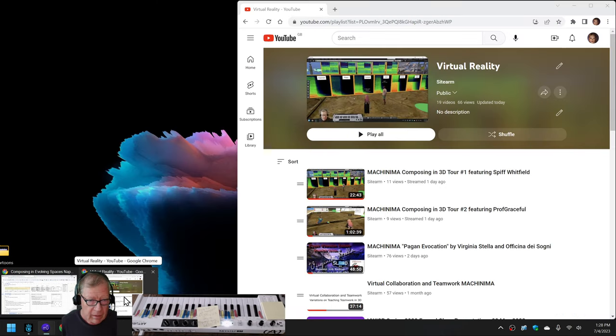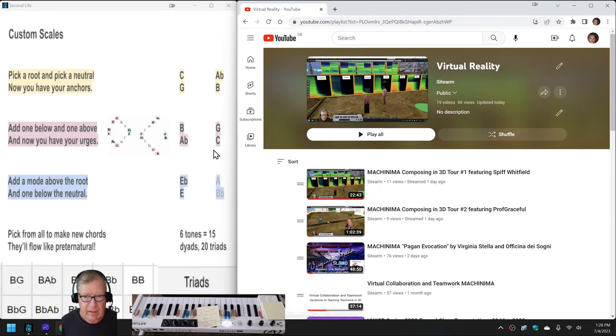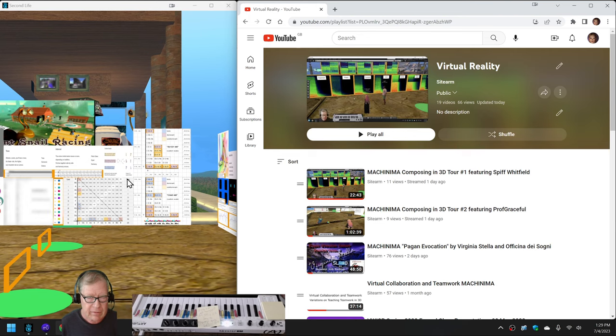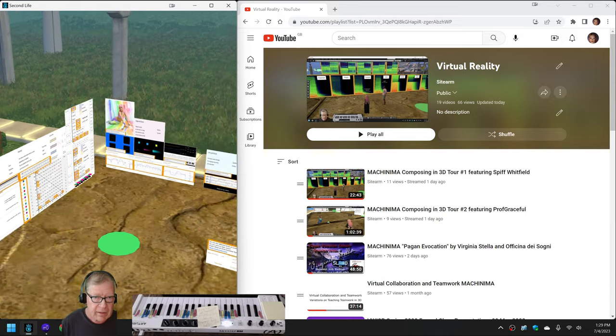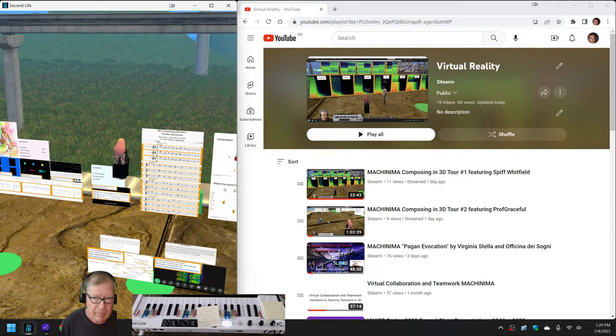Also, on this right-hand side, you'll see a series of three videos called Machinima, which is a movie made in a 3D platform about a composing in 3D tour. And on the left hand, you see that we're actually sitting in our exhibit in 3D. This is this up here. And we've recorded two live tours so far, one featuring Spiff Whitfield and another featuring Professor Graceful. And then also we posted a machinima of a dance show by Virginia Stella and Officina de Sogni.